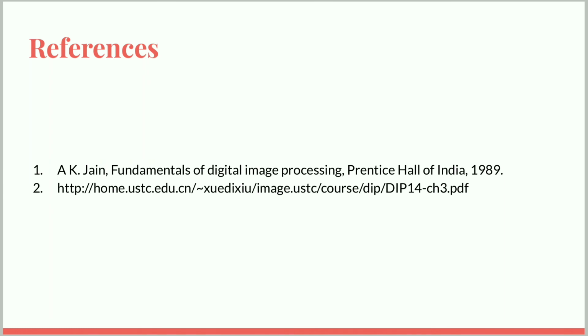These are the two main references used to prepare these slides. One is the textbook on fundamentals of digital image processing by Anil K. Jain, and the other is a link which is a PDF file which was used to obtain the images as well as some of the content of this particular presentation.